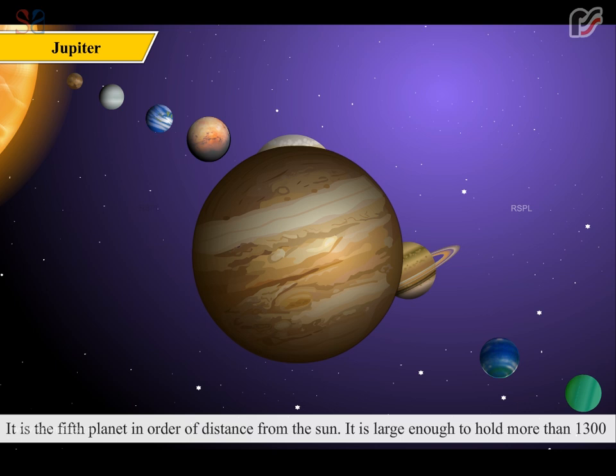Jupiter is the largest planet in the solar system. It is the 5th planet in order of distance from the Sun. It is large enough to hold more than 1,300 Earth-like planets in terms of volume inside it. It has around 95 known moons.